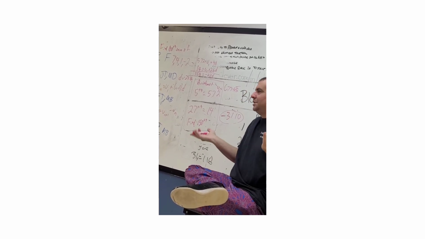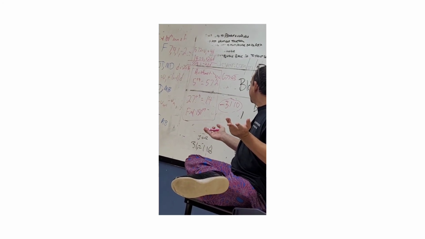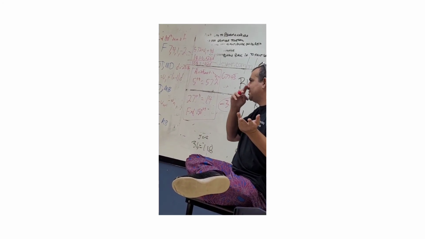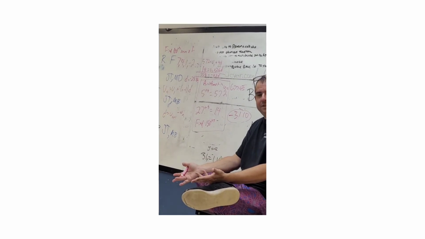Alright, that's sequences. Yay! I got 3110. I mean 3105. Oh, yeah, we rounded to 3 sig figs. So let's do series. If we get through series, I'll give you some time to practice. We'll go from there.